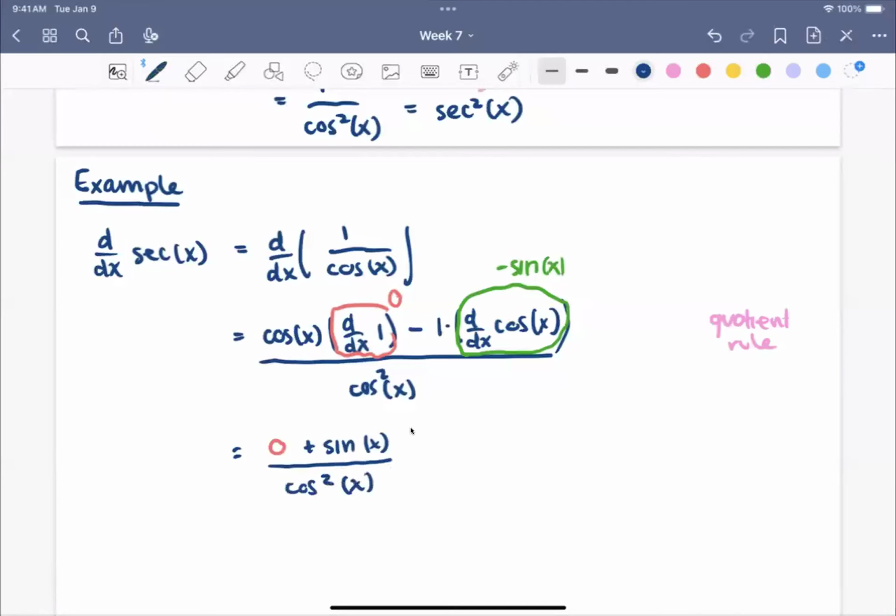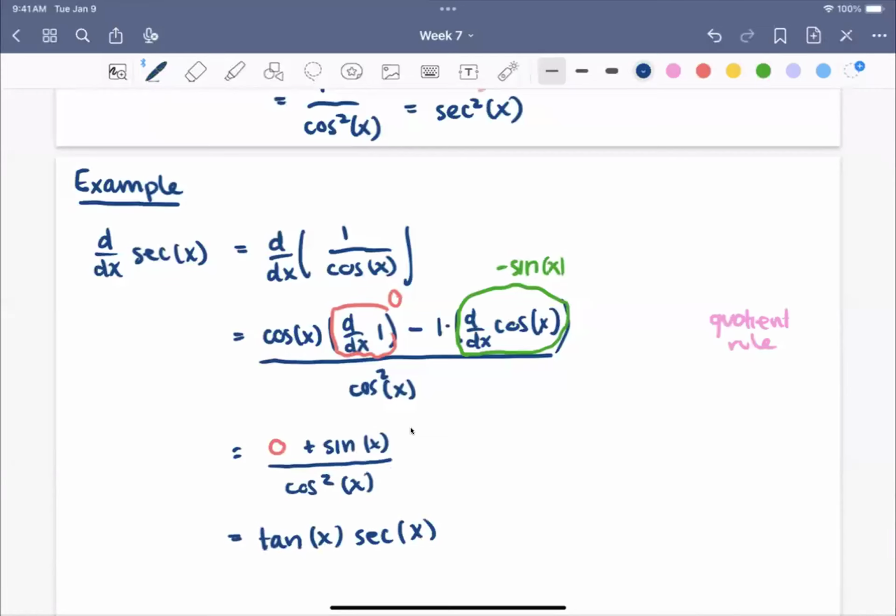Okay, so this is more or less the final answer, but people again rewrite it. If I pull out one copy of sine x over cosine x, that gives me tangent x. And then I'm left with 1 over cosine, which is secant x. So this is how the derivative of secant x is usually written.